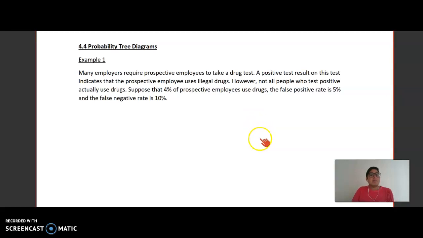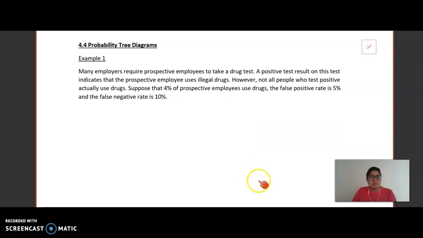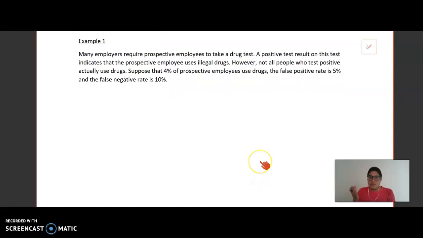Many employers require prospective employees to take a drug test. A positive test result on this test indicates that the prospective employee uses illegal drugs. However, not all people who test positive actually use drugs, right? You've heard of the false positive. Well, suppose that 4% of prospective employees use drugs. The false positive rate is 5%, and the false negative rate is 10%. So let's go ahead and make a probability tree diagram.